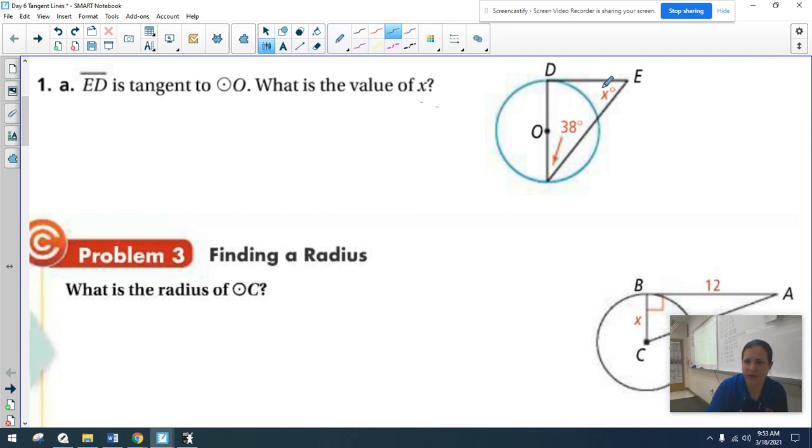So if they give me 38 here, they're asking for this angle: radius, tangent line, 90 degrees right there. Okay, so if you've got a tangent and a radius, they make a 90-degree angle. So all you have to do for this one is simply subtract from 180. So all that's going to give you is 52 degrees for your angle X in that one.